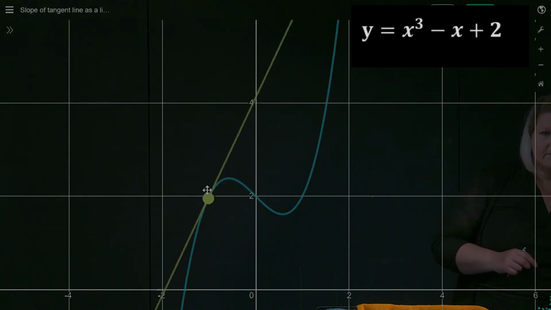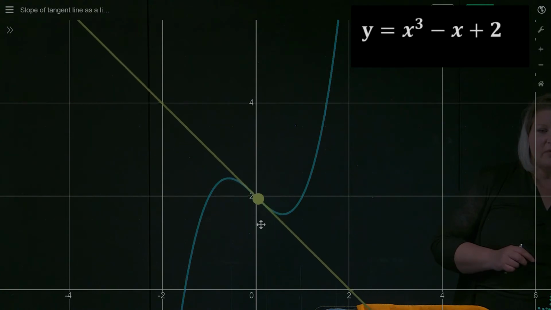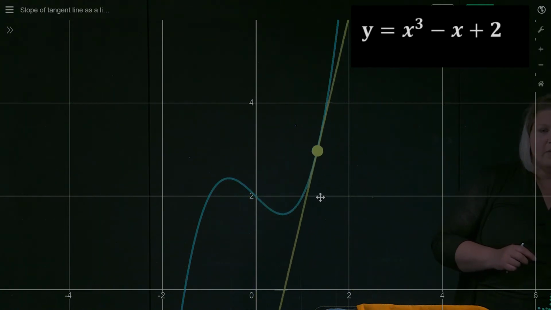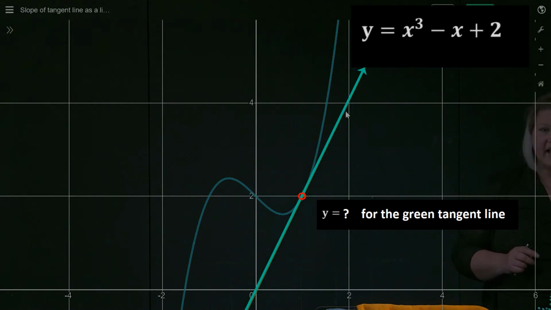So, the tangent line can touch the graph more than once, but what we're looking for is the line of the tangent at a particular point. And in this case, we are looking for the equation of the tangent line at the point (1, 2). So we're trying to find this equation right here.